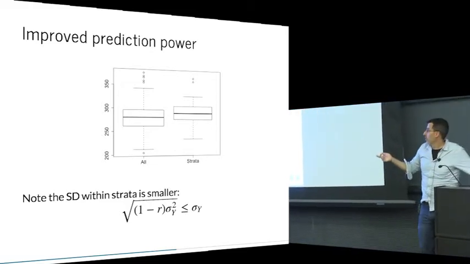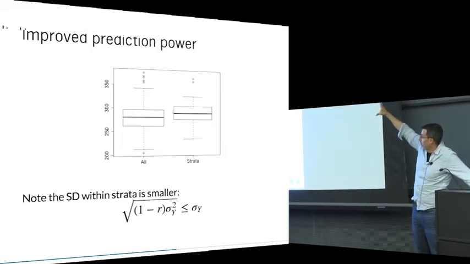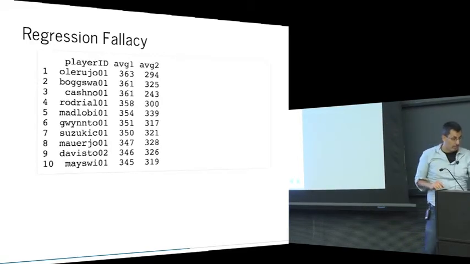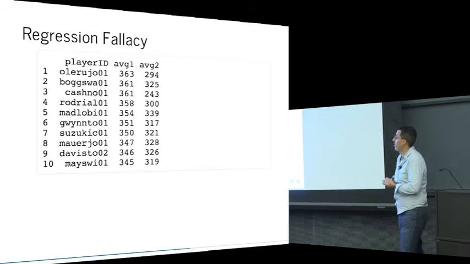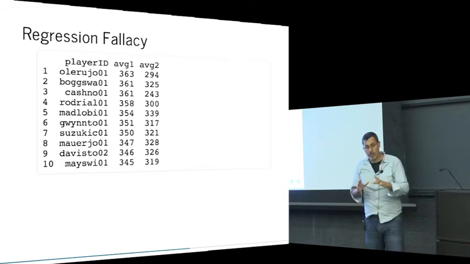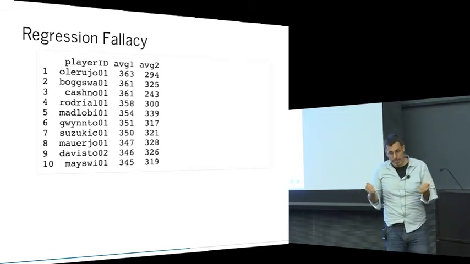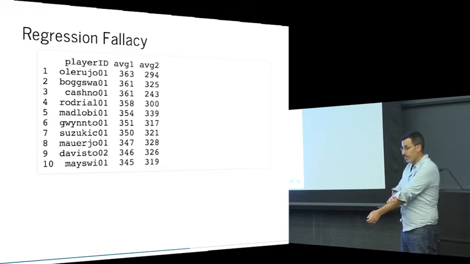So the more correlation there is, the higher that goes and the variance shrinks. Okay, so now let's talk about the regression fallacy really quickly. Remember when we had the Madden game and we talked about the curse of Madden?